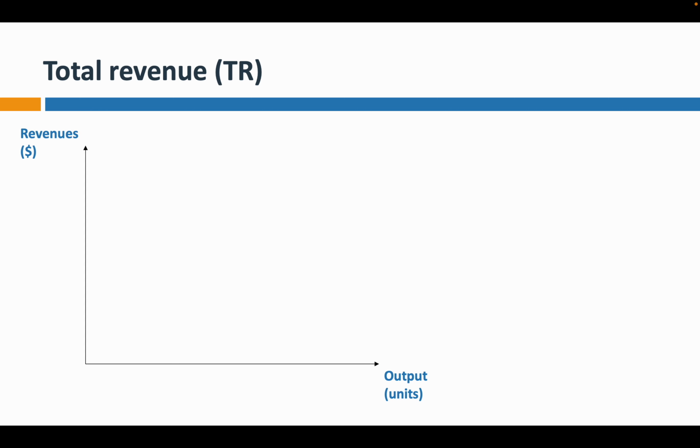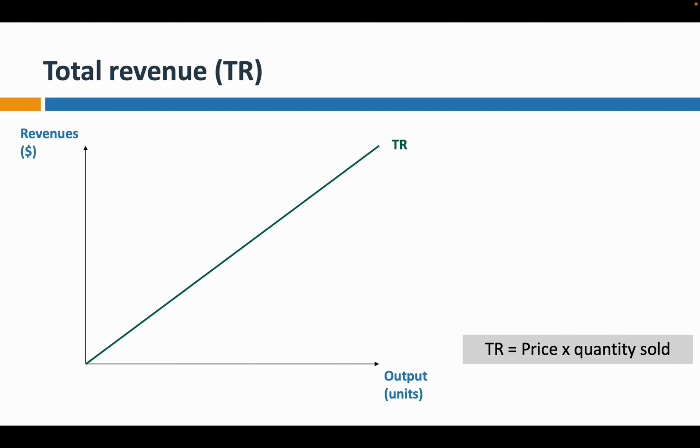So the total revenue is calculated as price times quantity sold. When we're drawing the total revenue line on the graph, we have the output in units on the x-axis and revenue in currency on the y-axis. The total revenue line is going to be a straight line, starting at 0 and increasing. Here we're not counting any discounts that we would give to customers who are buying large quantities of our products. We're assuming that the total revenue is a straight line.